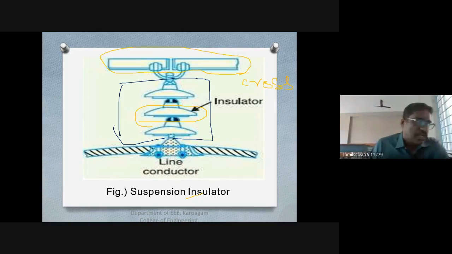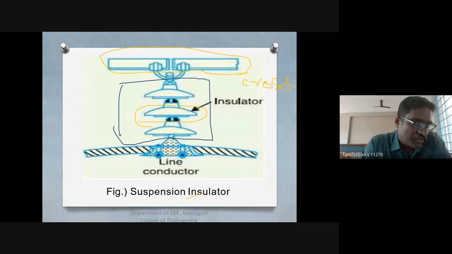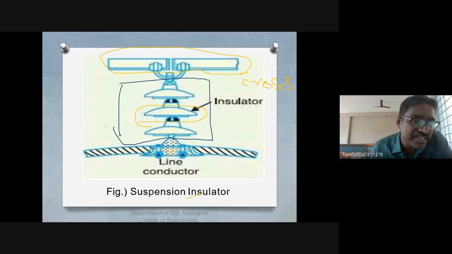This comes in suspension type insulators. A number of porcelain discs are connected with metallic links, and that forms the string. This will be called a string. Between each disc there will be metallic links. So this is one metallic link and this is another metallic link.